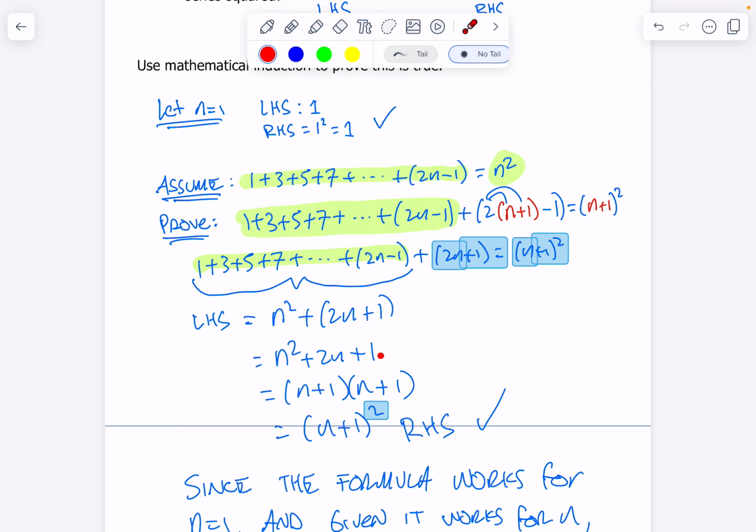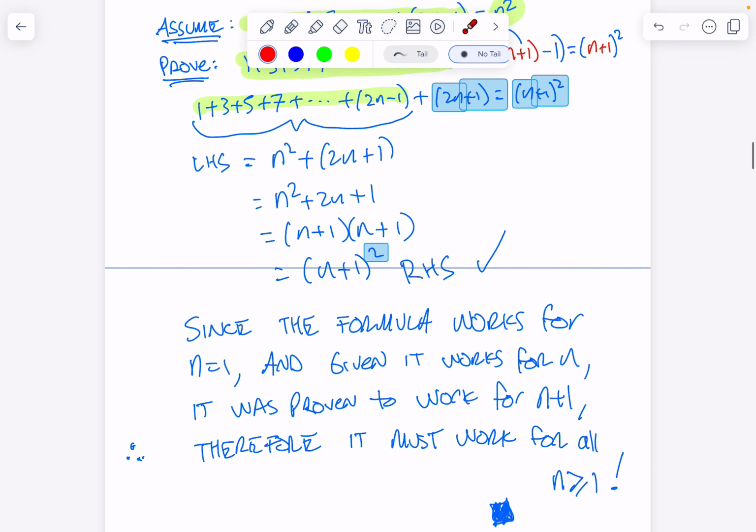All I did was remove parentheses here, and then factored it, so that turns into n plus 1 times n plus 1, which is the same as n squared plus 2n plus 1. And then that is squared. Hey, and that's the right-hand side. That's the thing we're trying to prove. So we did it. Okay? This one's not so bad.